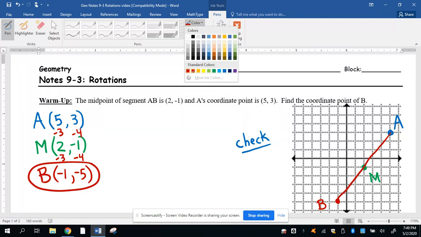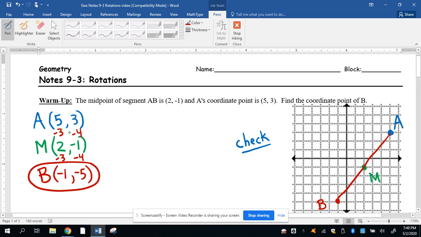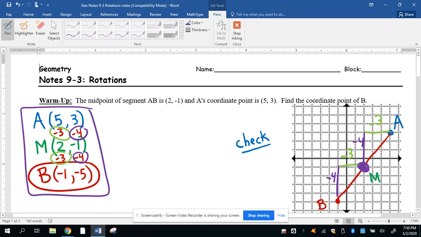For our x values, we subtracted 3 each time. And for our y values, we subtracted 4 each time. And you can easily see that those are congruent triangles, and it shows that M is indeed the midpoint of line segment AB. So this method is just perfectly fine. The check is fun to see that we approached that problem correctly. Now, that is just a warm-up, so let's get into rotations.